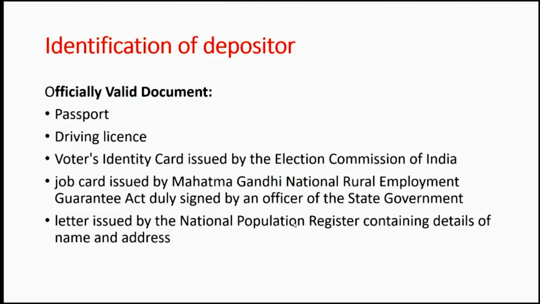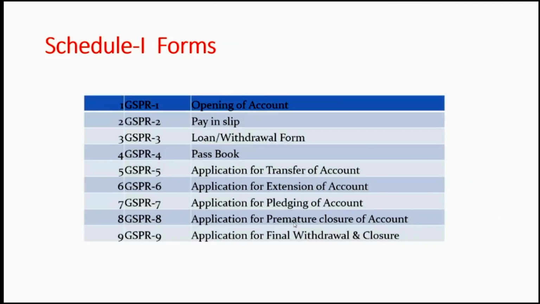In this GSPR, they have defined the officially valid documents. What are all the OVDs, that is officially valid documents? Apart from Aadhaar and PAN, these 5 have been termed as officially valid documents. What are they? Passport, driving license, voter's identity card issued by the Election Commission of India, the job card issued under the MNREGA scheme, and a letter issued by the National Population Register containing the details of name and address. In this way, one can identify the depositor.